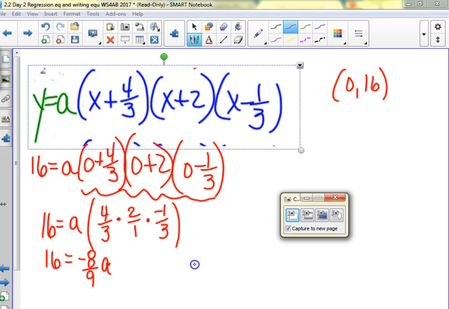Now what do we do to finish solving for a? Multiply 16 by 9 and then divide by -8, or multiply by 9 over -8, the reciprocal. Does that seem okay? You can do 16 times 9 and then divide it by -8. It's exactly what we're doing here. I'm getting -18. Did anybody else get -18? So final answer of -18 times x plus 4/3 times x plus 2 times x minus 1/3.